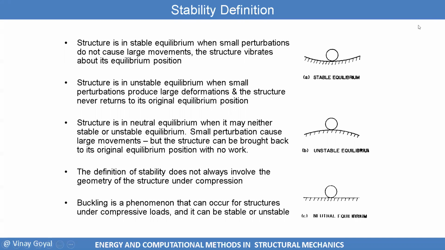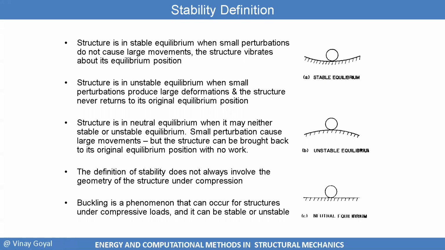So let's look at these three pictures on the right to go a little bit deeper into the stability definition. On the right-hand side, I have a stable equilibrium. What is stable equilibrium? Stable equilibrium is when you apply small perturbations, say you apply a little bit of perturbation to this little ball on this surface that's curved. When I apply small perturbations, it does not cause large movements. The structure vibrates until it comes back to the equilibrium position. So this structure is considered stable.